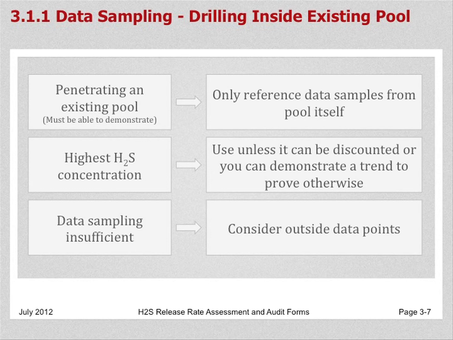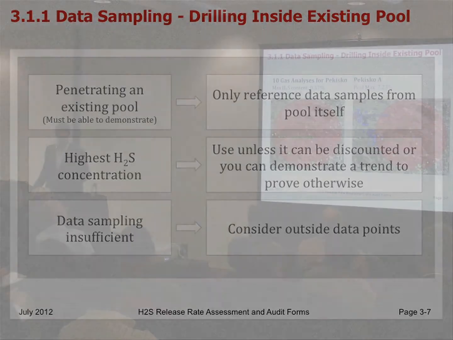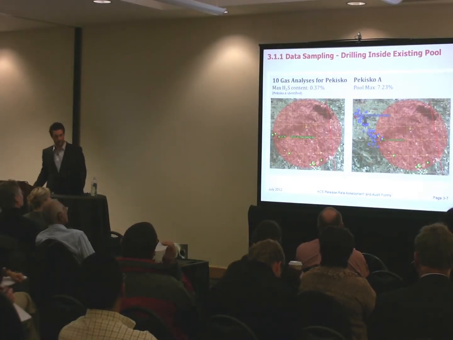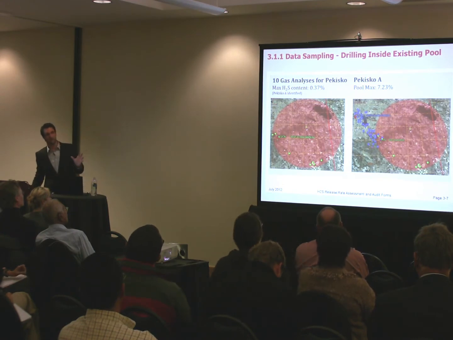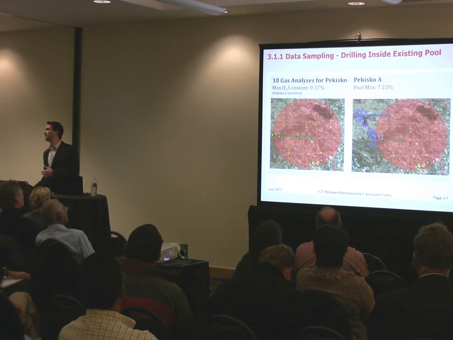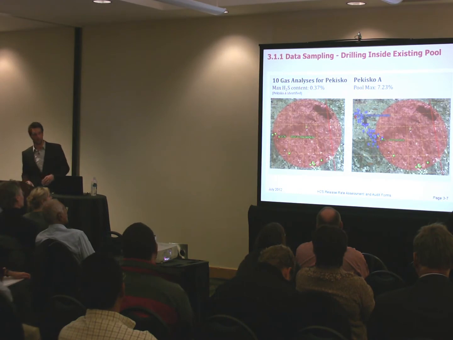Consider the max H2S, the pool max H2S within. If the data sampling is insufficient within that known pool, however, you should still search beyond the pool for other representative sample points. I've got a little illustration here showing an example of where we're going to grab the 10 gas analyses and whether or not we're going to be touching on that pool. Again, XI won't know whether or not that pool is the most representative, but we're leaving it up to you.